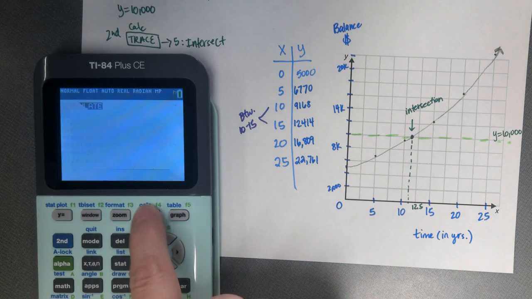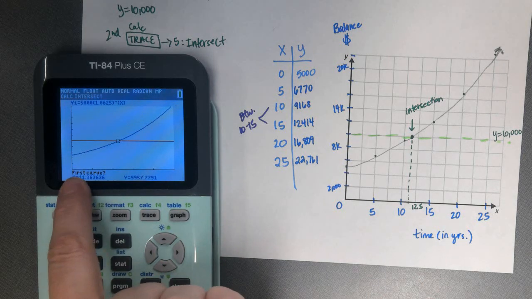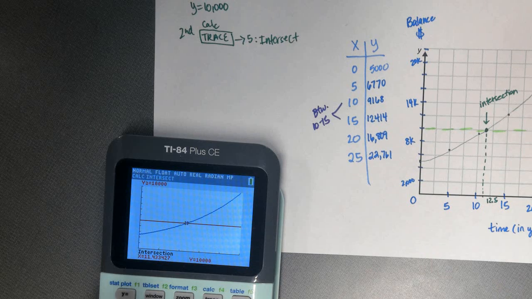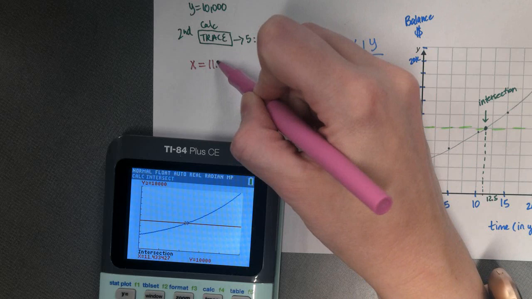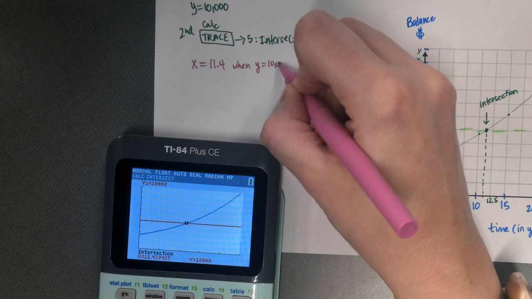And then I can do second calc, intersect, and then you just try to get right on the intersect and pay attention to what it's asking you. So first curve, yep, that's where I think it is. Second curve, yep, that's where I think it is. Guess? Sure, I'll guess that. So this one you really are pressing enter 3 times once you find it. And then it should give you the x value. So it says x is 11.4 when your y value is 10,000.